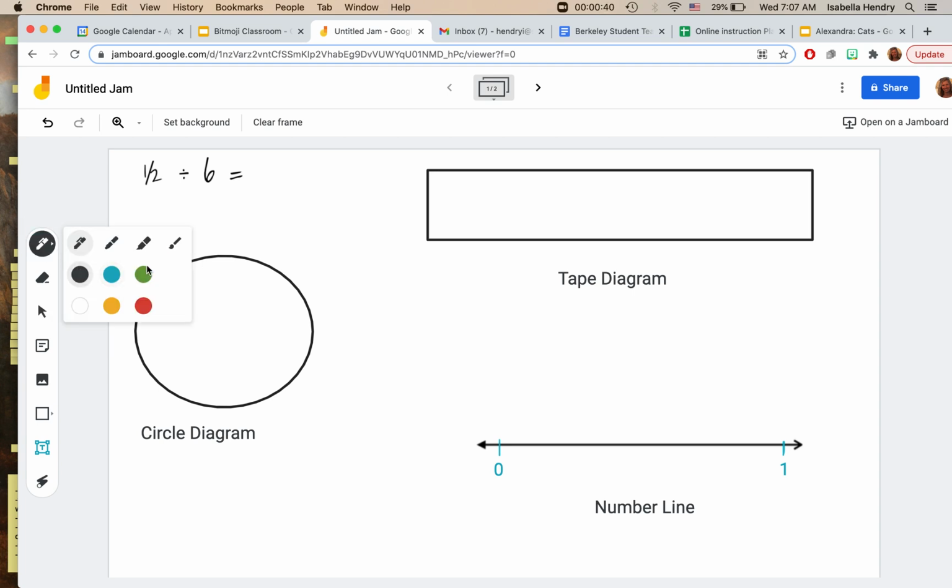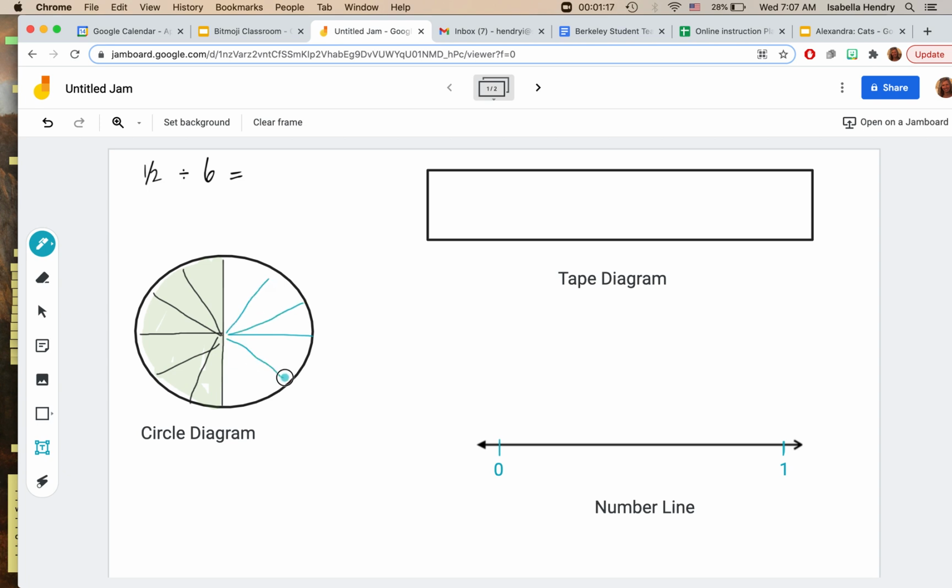So what I would do is I would fill in half of my diagram. And then I would divide that half into 6 equal pieces. One of those pieces is what fraction? One of those pieces is 1/12. So in this case, 1/2 divided by 6 equals 1/12. Because again, it's 1/2 divided into 6 equal pieces.